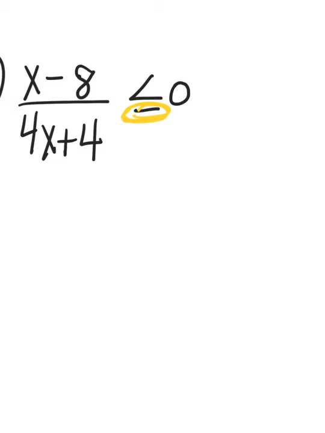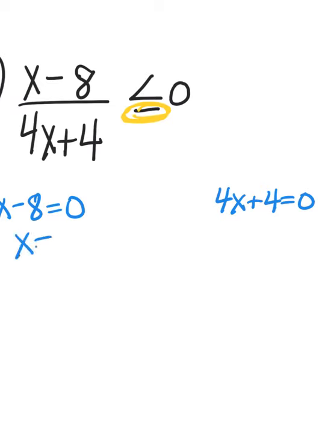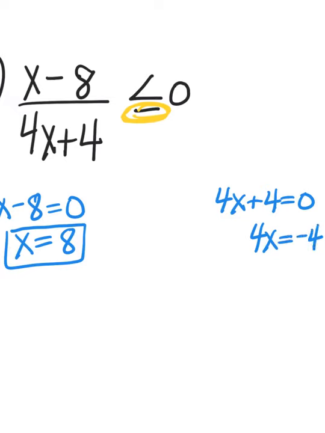So first I'm going to find my solutions for x by setting the numerator and the denominator equal to 0. So I have x minus 8 is equal to 0, and 4x plus 4 is equal to 0. So when I add 8 to both sides, I get x is equal to 8. And then in the second equation, I would subtract 4 from both sides to get 4x is equal to negative 4. And then divide both sides by 4, so x is equal to negative 1.